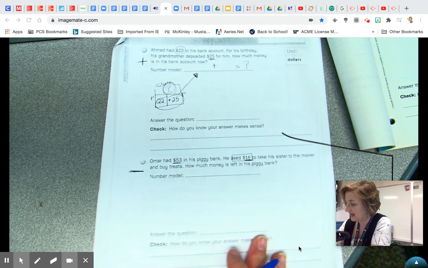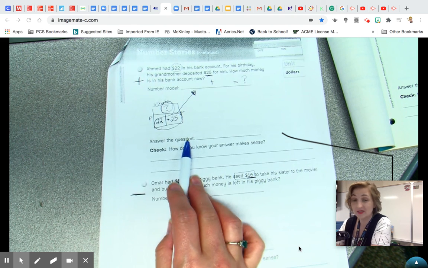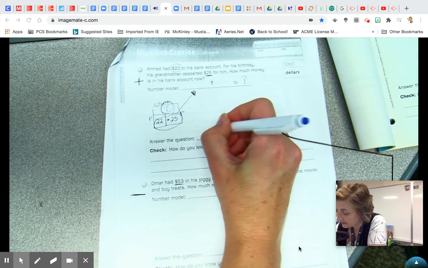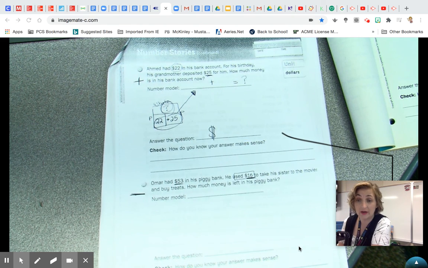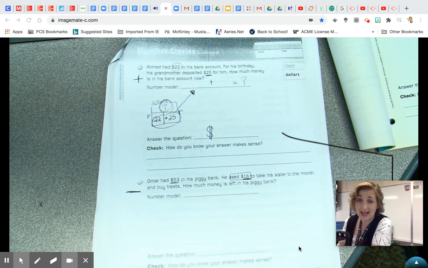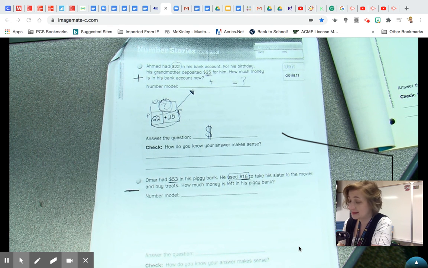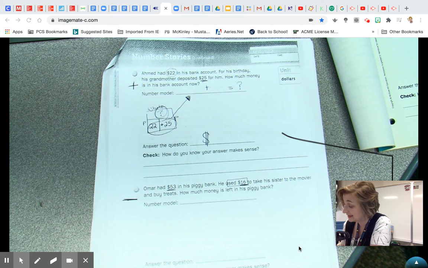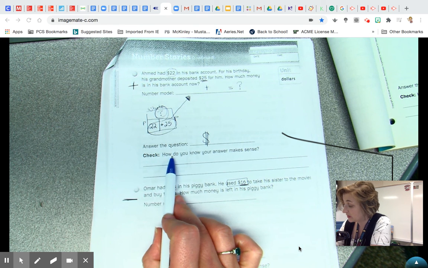Okay, and then you answer the question. So how much money is he going to have? So you should have a dollar sign here in your answer. Okay? And then how do you know your answer makes sense? So you're going to start that with a complete sentence. How do you know your answer makes sense?